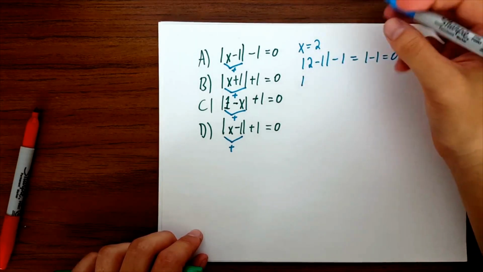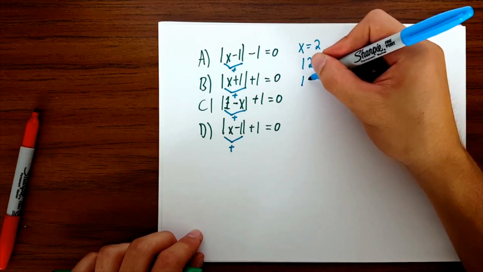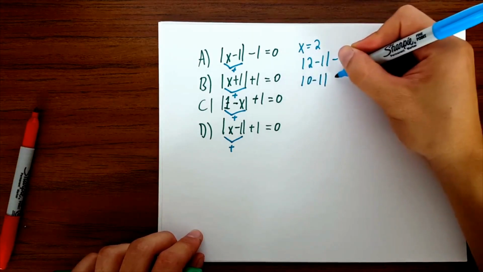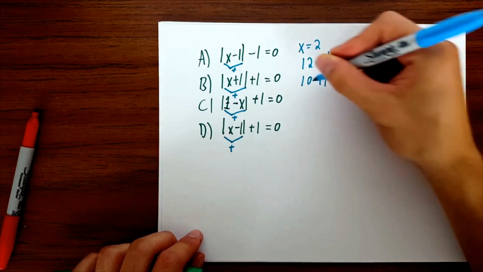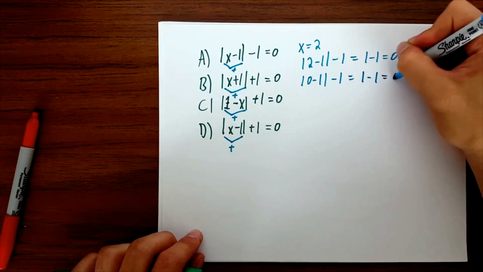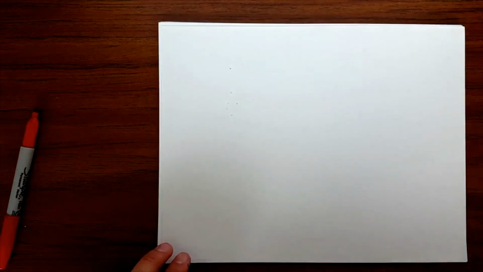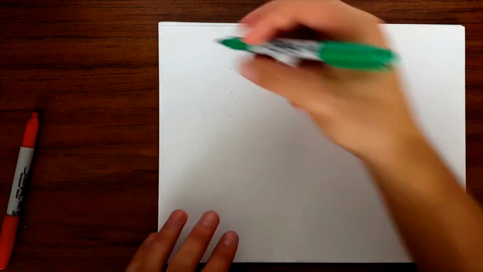The other case, just for completeness, would be if x equals 0, so then you'd have absolute value of 0 minus 1 is 1, minus 1 is 0. Okay, so that's it. Now, let's go on to number 2.